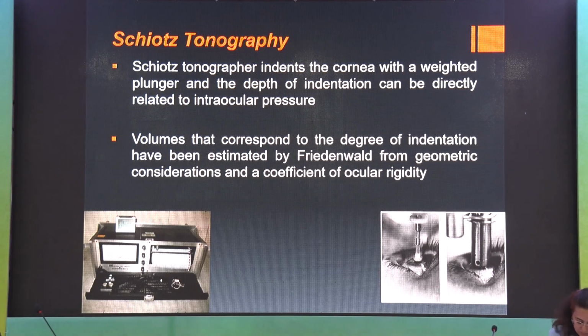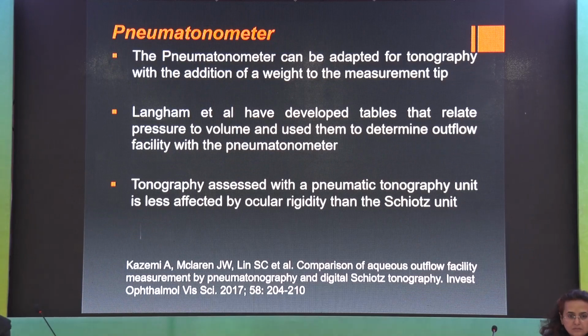In the photograph there, I've just shown both the tonography methods, the indentation with the Schiotz tonometer. The Schiotz electronic tonography machine uses a larger probe, which is almost 10 millimeters, while Langham's tonometer, which is on the left side, uses a smaller probe, which is around 5 millimeters. So Langham and others have postulated that because of the small size of the probe, it may be less affected by ocular rigidity. Just a small word before I finish tonography.